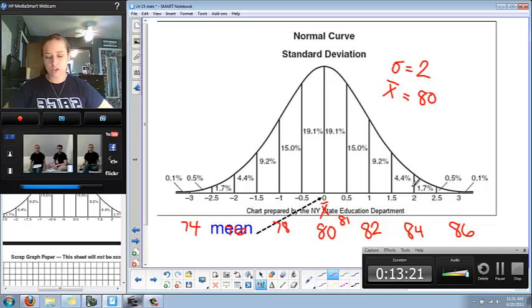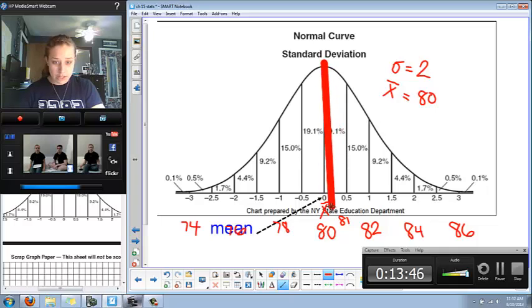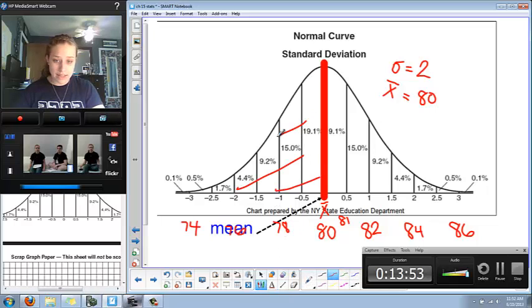So if you are looking for the 50th percentile, obviously, clearly, we already know that the mean or the average is at the 50th percentile. But if you weren't sure, if you forgot, you could always take your calculator and add up 0.1, 0.5, 1.7, 4.4, 9.2, 15, 19.1, and all of those numbers added up until that point would add up to 50. So this is the 50th percentile because everything that lies below that line adds up to 50.